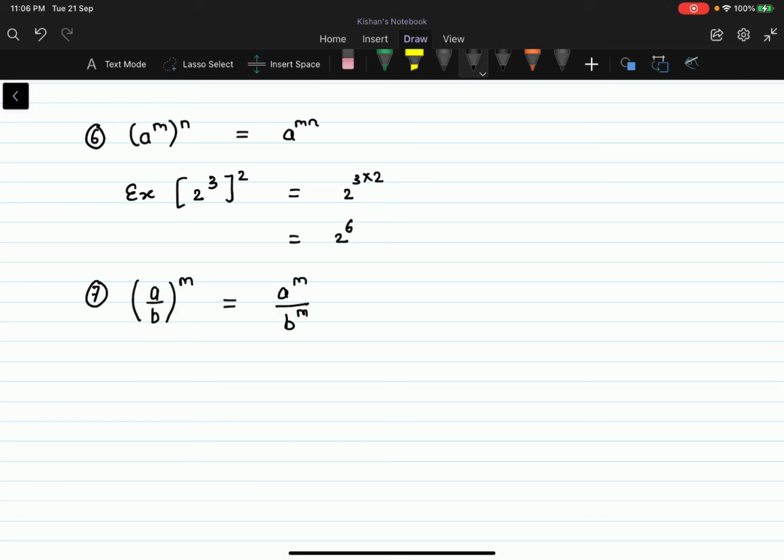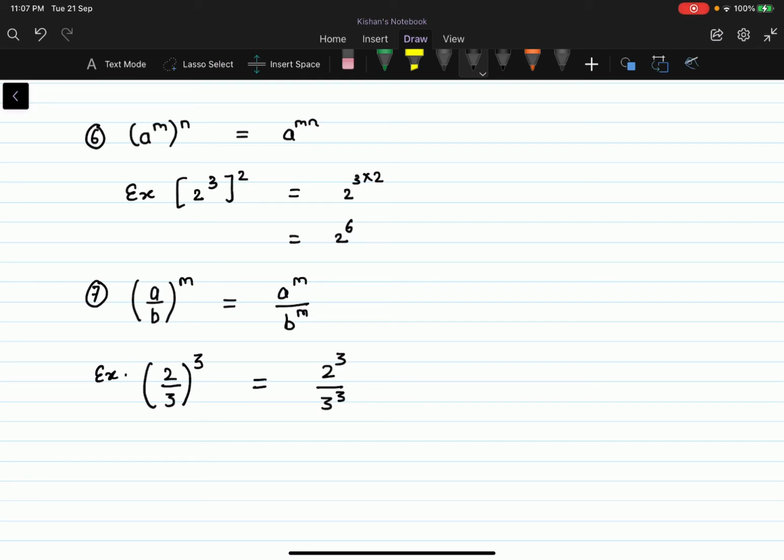Next law, a divided by b bracket raised to m is equal to a raised to m divided by b raised to m. यहाँ पे हम एक एग्जाम्पल लेके सॉल्व करते हैं. 2 by 3 raised to 3 equals 2 raised to 3 and 3 raised to 3.